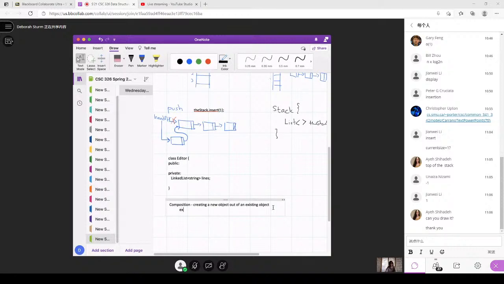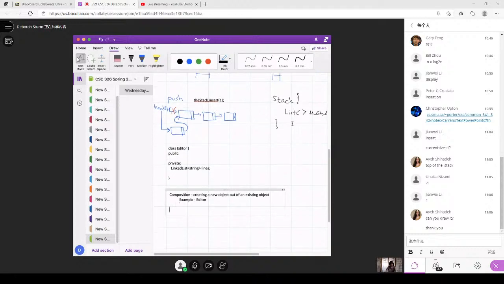So for example, our editor composes a linked list object. We have an instance of a linked list here inside of our editor class. And the same thing with stack that I drew up here, right? That the stack has a list as part of it. Any questions on this?